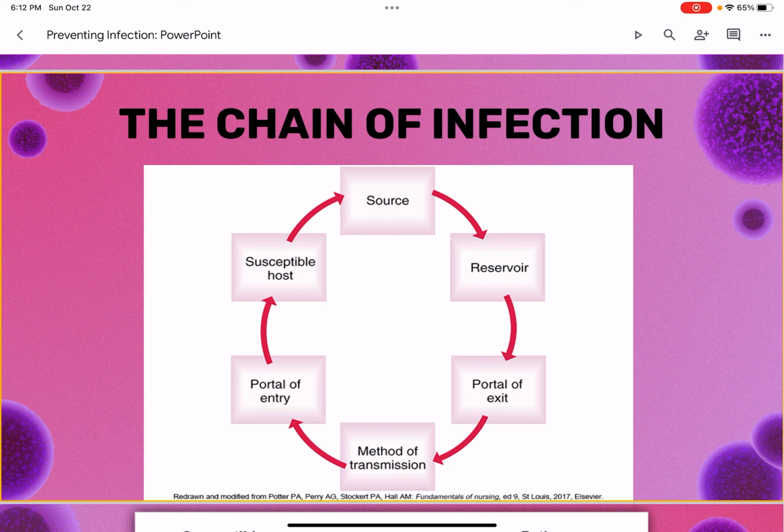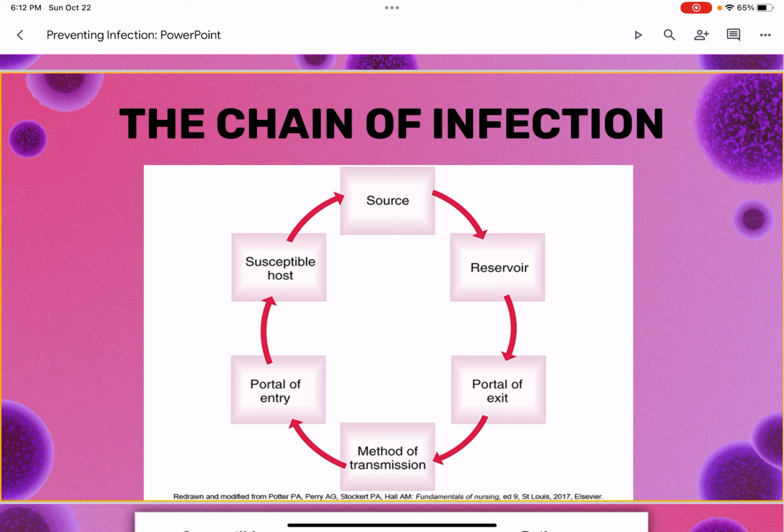The method of transmission is how the pathogen spreads. The pathogen is transmitted to another host. A vehicle is any substance that transmits microbes. The portal of entry is where the pathogen enters the body. The portals of entry and exit are the same.